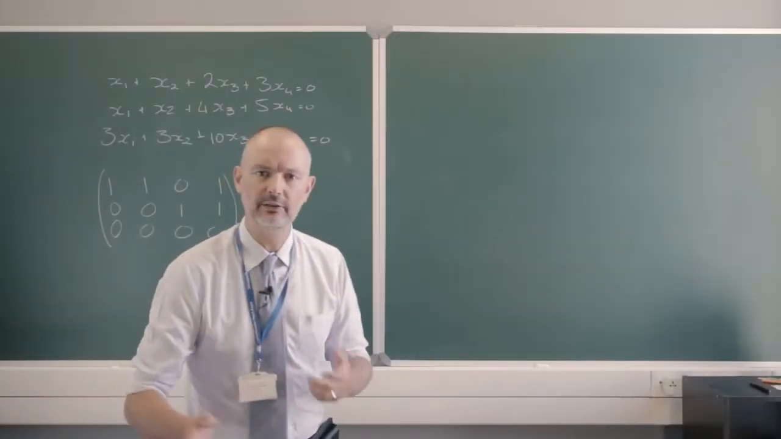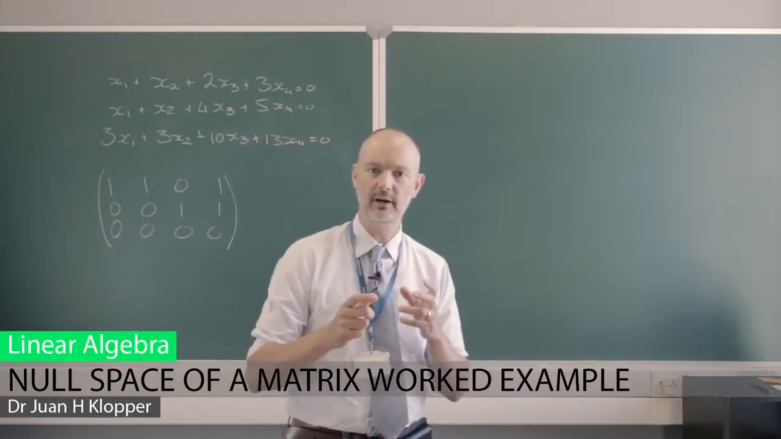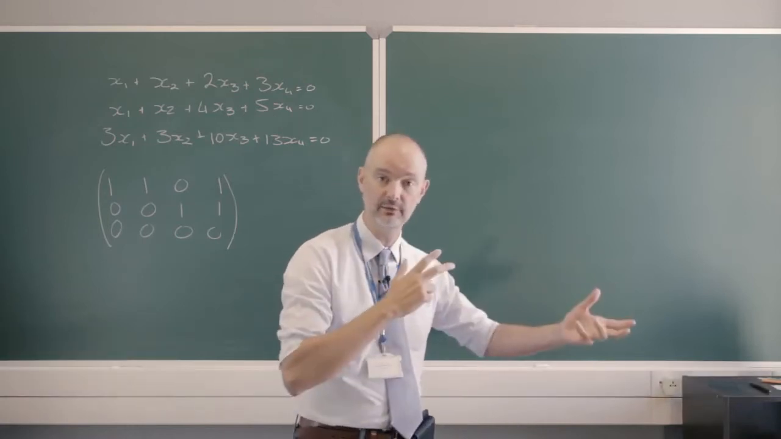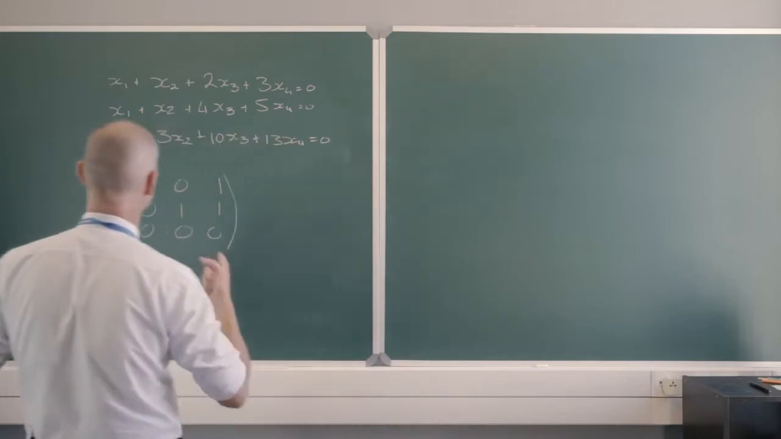So let's continue our look into the null space. Yesterday we had a few examples, but in some sense they were very special examples, and I don't want you to think that that extrapolates to all examples. So let's have here 3 equations and 4 unknowns.